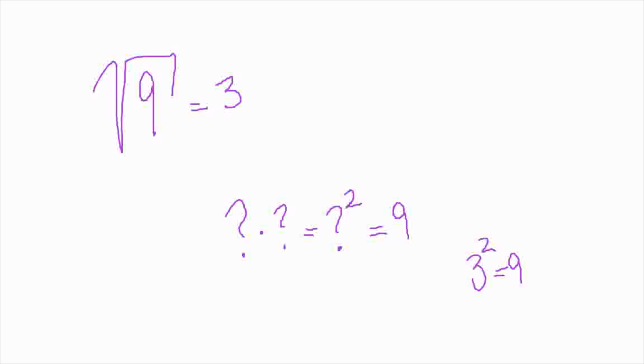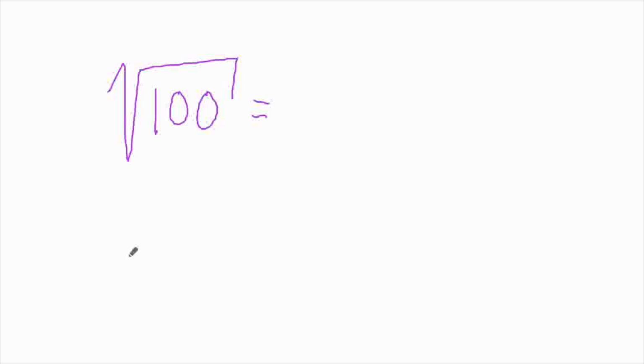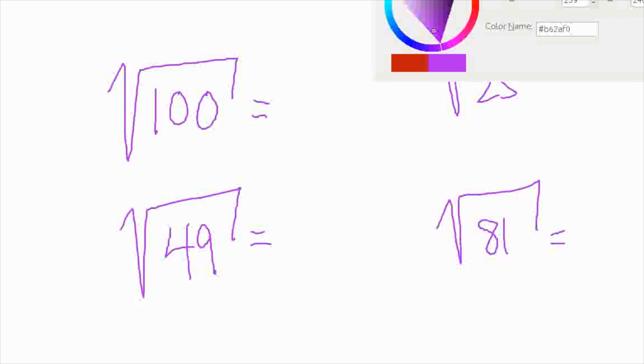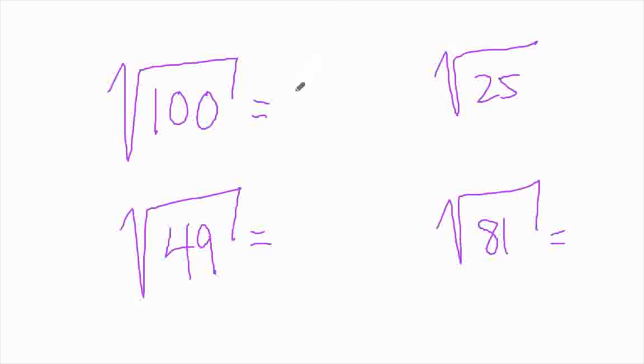Let's do a couple more examples. What's the square root of 100? What number multiplied by itself, or what number squared, gives you 100? What number squared gives you 49? What number squared gives you 25? What number squared gives you 81? You can try those now if you like. I'll write the answers, and hopefully you got them as fast as I did.